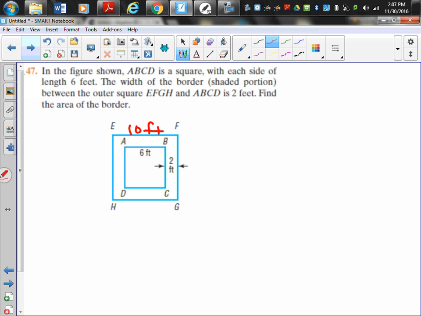Now, first question. What is the shape we have? A square. A square. Very good. So they are equal. So we have a square. That answers the first question. The second question, you ask, what is it asking for? Area. Area.